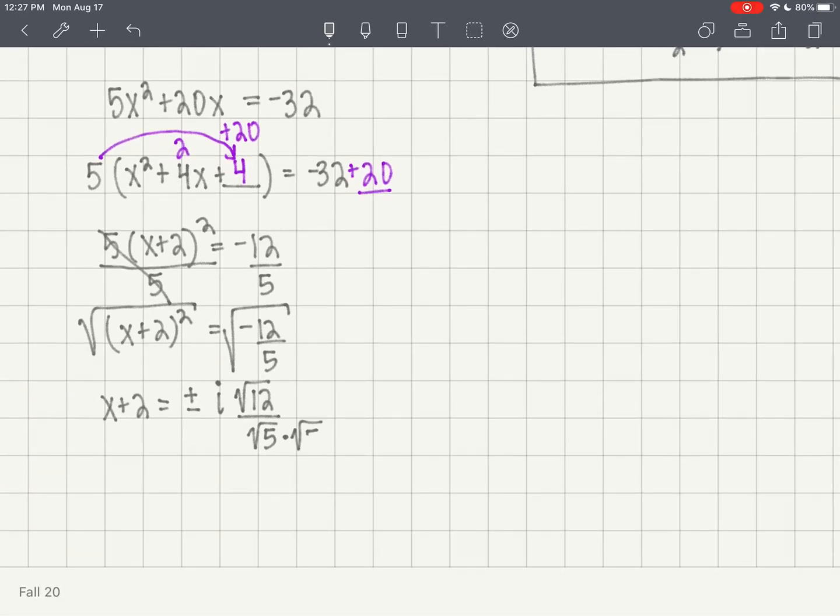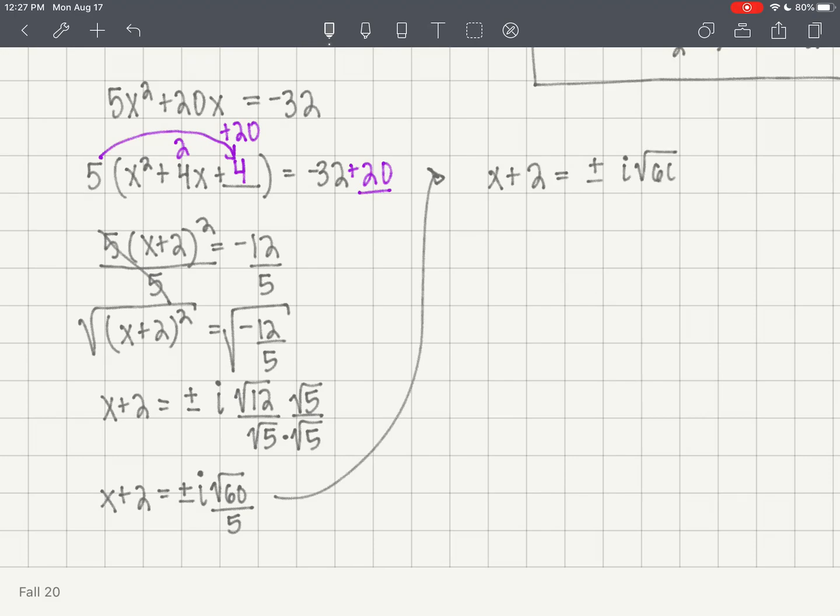This is going to be a little bit labor intensive. We're going to multiply by the square root of 5 over the square root of 5. So we get x plus 2 equals plus or minus the square root of 60 over 5. And then we've got that i. I like to put the i in the front, but some people will put it in the back. I'm going to rewrite it. X plus 2 equals plus or minus i times the square root of 60 over 5.